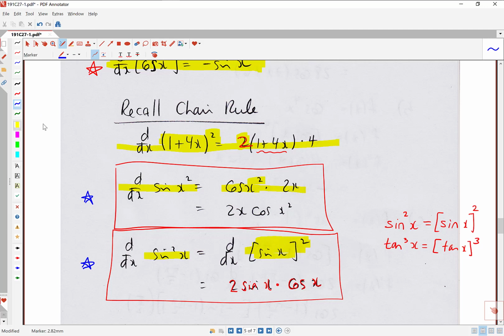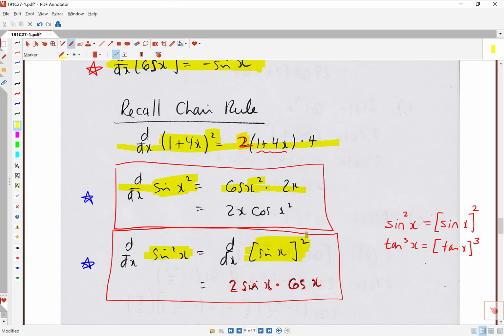So if you're taking the derivative of sine x squared, sine is your outside function. Whereas if you're taking the derivative of sine squared x, you would rewrite that as sine x all squared, and then you'd say, oh yeah, the square is my outside function.